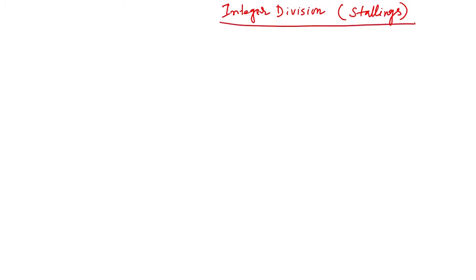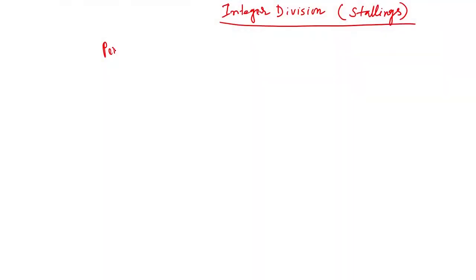So let us take a simple example. How do we do division by the pen and pencil method, the pen and paper method?